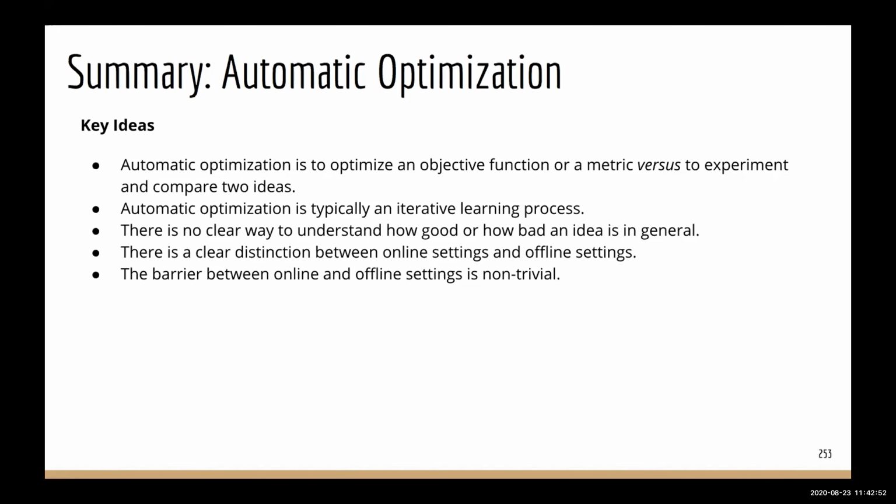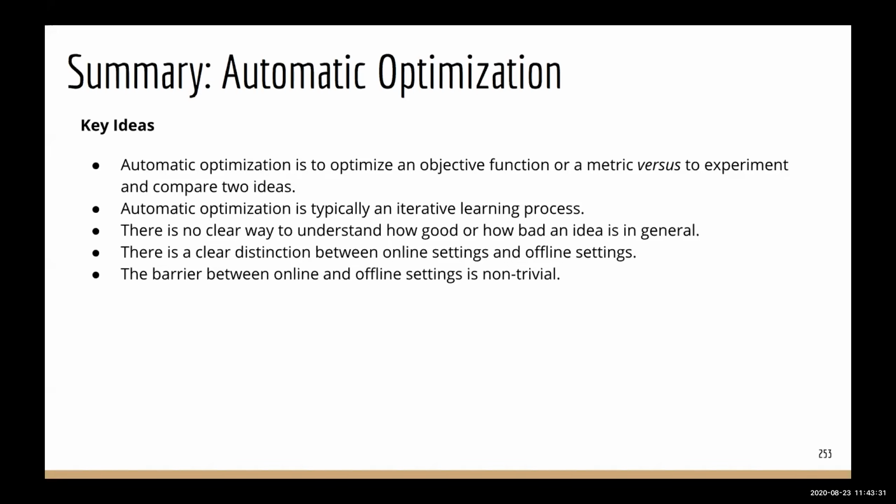You still have a clear distinction between online and offline, so this is very similar to the manual and semi-manual setting. And the barrier is non-trivial. I didn't mention it in detail, but for reinforcement learning, if you have an offline data set and then you want to apply it to the online setting, there is a gap between your data and your online setting, and most likely your algorithm would fail. The policy you learn may not apply to the online setting easily. There are some attempts to address that as well, but in general, that's a very open question for automatic optimization.